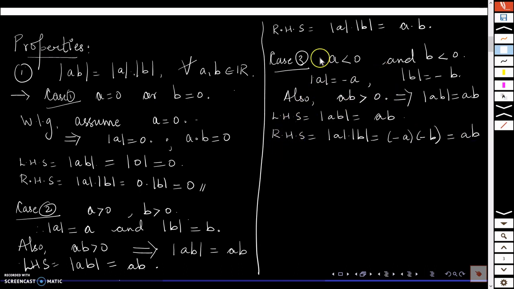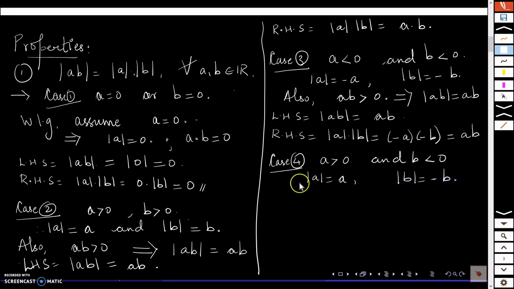Now the only case that is left is when one of them is positive and the other one is negative. Supposing A is positive and B is negative, you can also assume the other case wherein A is negative and B is positive. That will work the same way. Because A is positive, mod A is A, and because B is negative, mod B is minus B. Now A is positive, B is negative, so AB is going to be negative, and because AB is negative, modulus of AB will be minus AB.